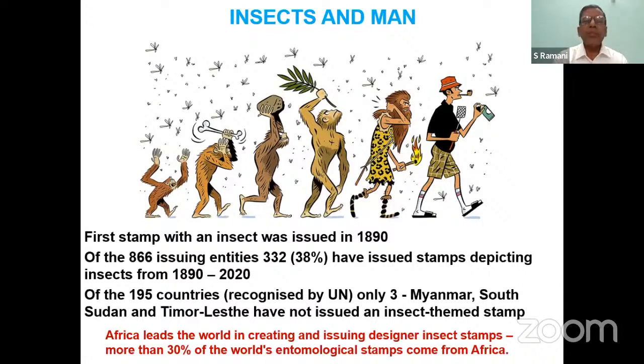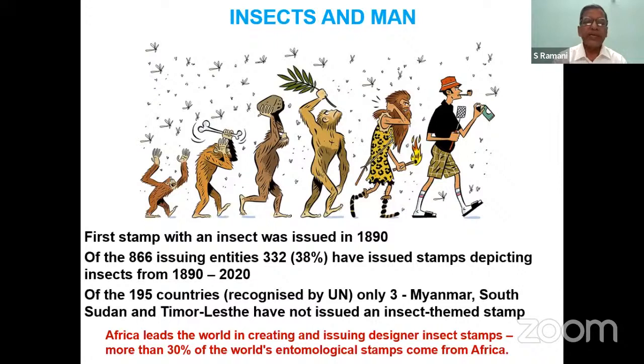If you look at the number of issuing entities, there are 866 issuing entities. Some of you may be surprised to see why there are 866 when there are only about 195 countries listed in the UN. There are a lot of entities who are not really countries, but who could be part of a country or whatever it is, or others who issue stamps. So that is why the number of entities who issue stamps is much, much higher than the number of countries. There are at least 866 issuing entities, of which 332 have issued stamps depicting insects from 1890 till about 2020. So a large percentage of the issuing entities, that is 38% of them, have issued stamps depicting insects.